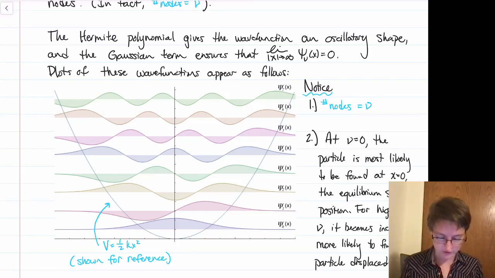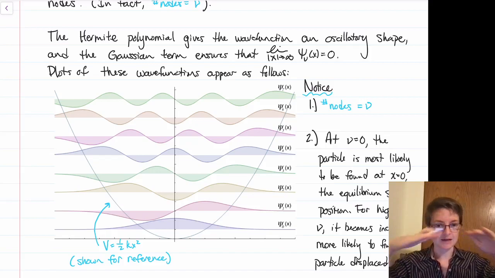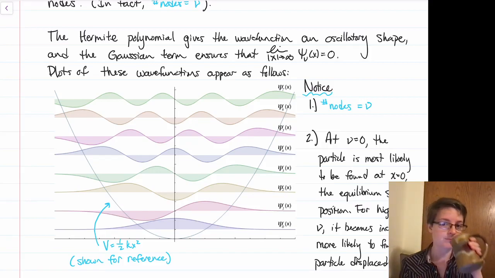Here on this graph, I've shown a variety of different displacements on the x-axis, and then different wave functions that are just spaced out for visual clarity on the y-axis. I've shown the first 7 different solutions to these wave functions. The oscillatory behavior, again, these squiggles, is coming from the Hermite polynomials, and the damped out behavior at large displacements is coming from the Gaussian portion.